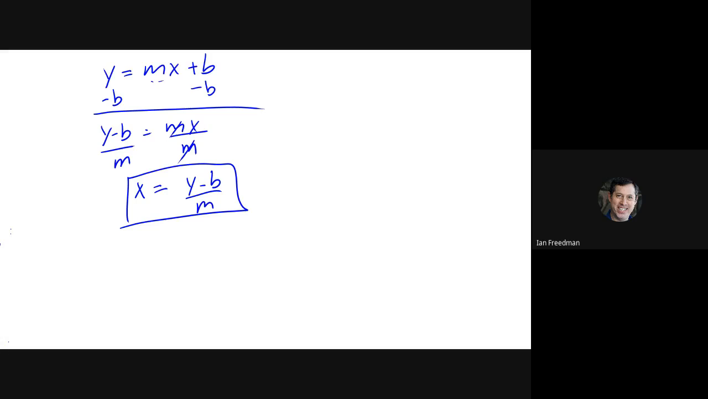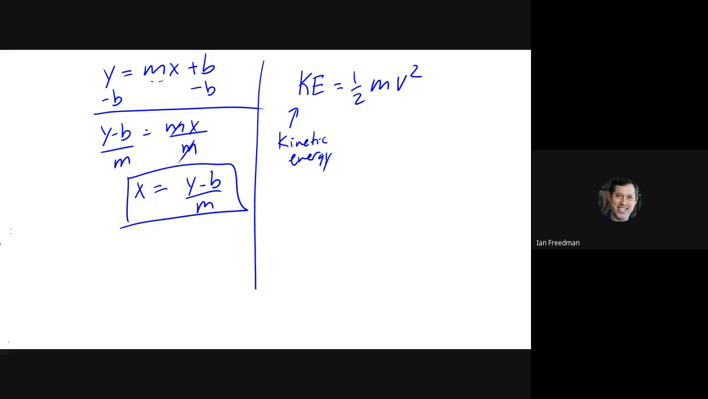So pretty straightforward algebra. I do want to talk a little bit about squaring and square roots because that's going to come up sometimes too. So let's say you have a square root equation, something like this. KE equals 1/2 mv squared. So KE is going to basically be what we call kinetic energy. Again, it's really just one variable, but we're writing it using two letters. There's a constant of a half, m is mass, and v is velocity.